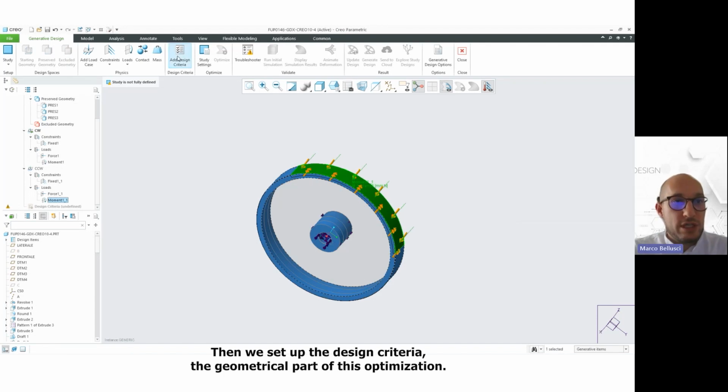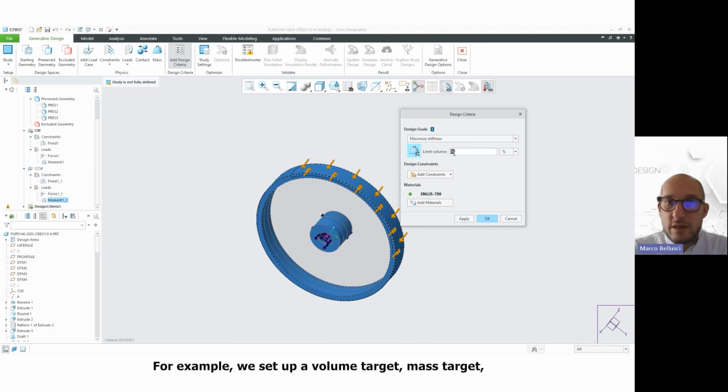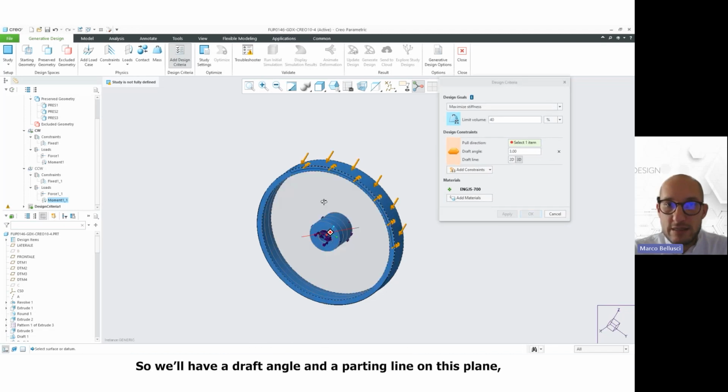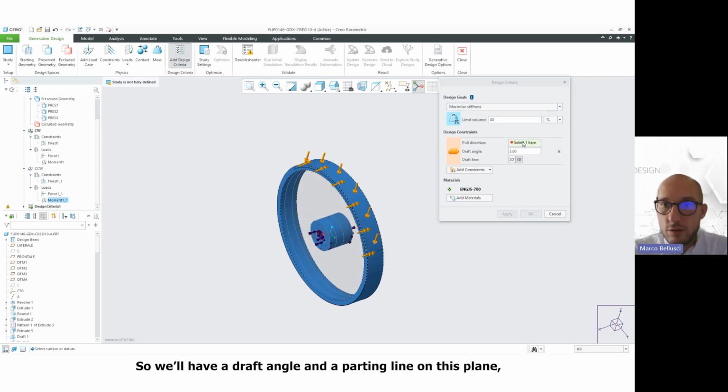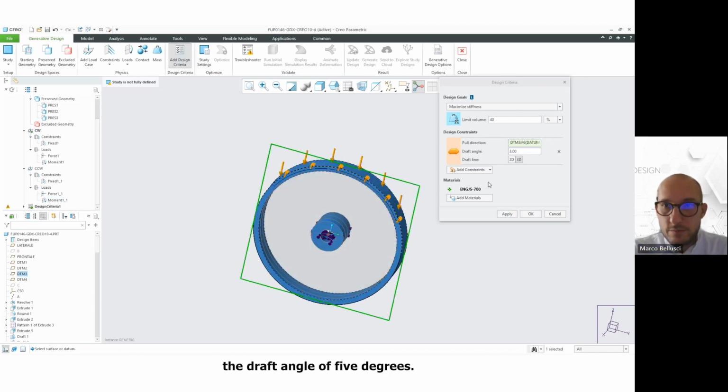Then we set up the design criteria, the geometrical part of this optimization. For example, we set up a volume target, a mass target. Then we add some constraints. For example, we define that this component will come from a casting, so we'll have a draft angle, with a parting line on this plane with a draft angle of 5 degrees.